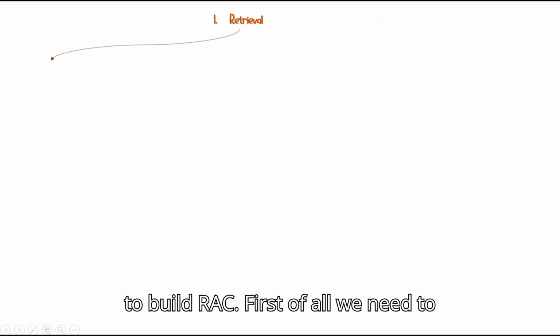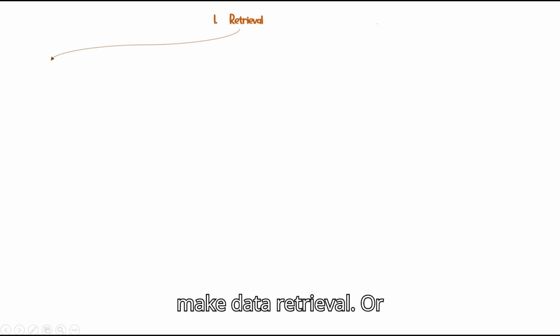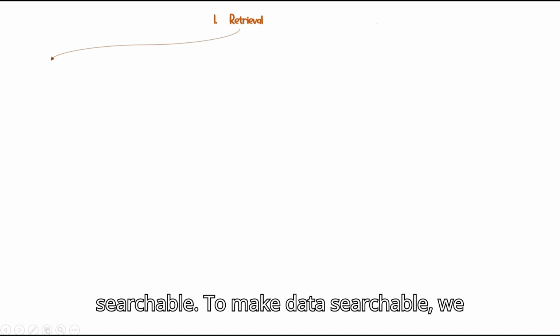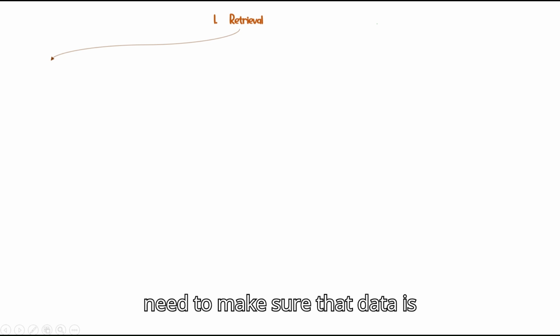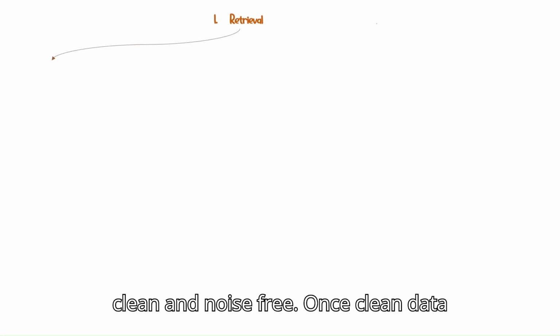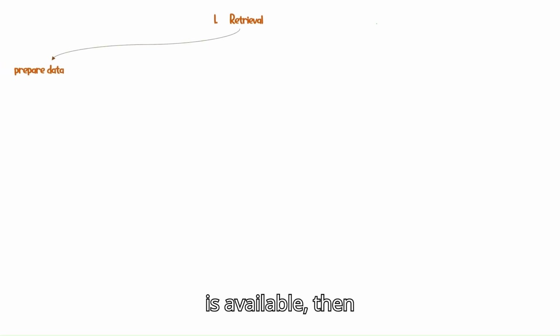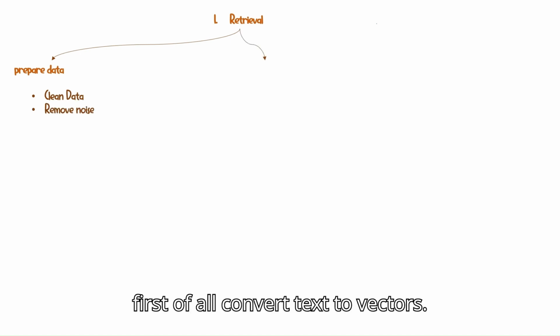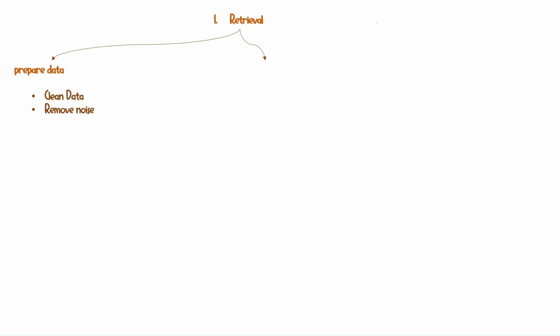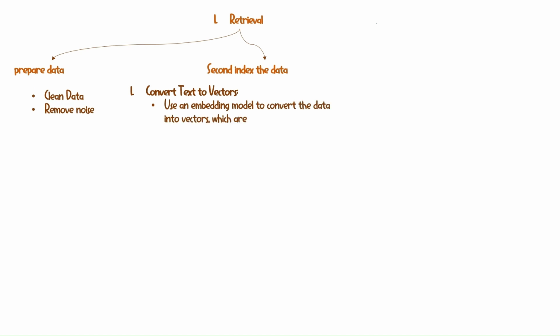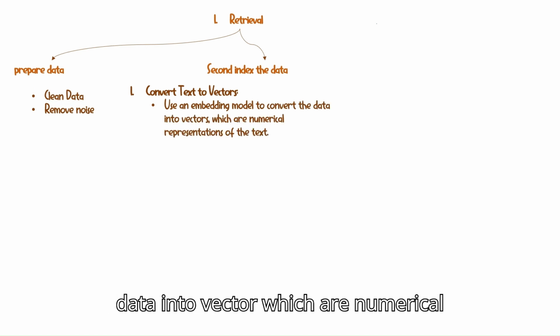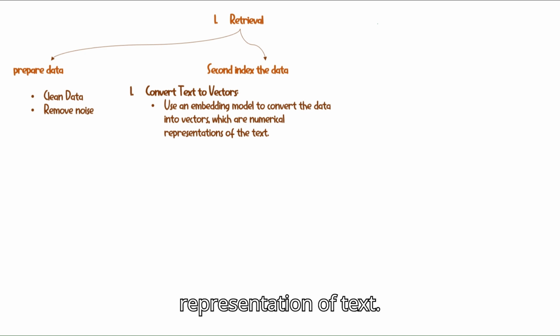To build RAG, first of all, we need to make data retrievable or searchable. To make data searchable, we need to make sure that the data is clean and noise free. Once clean data is available, first of all, convert text to vectors. Use an embedding model to convert the data into vectors, which are numerical representations of text. Vectors are simply numerical representations of text.